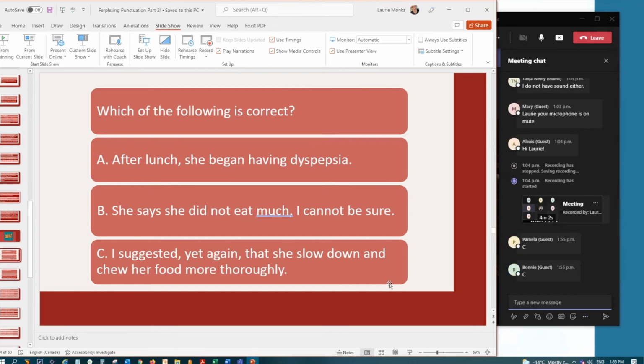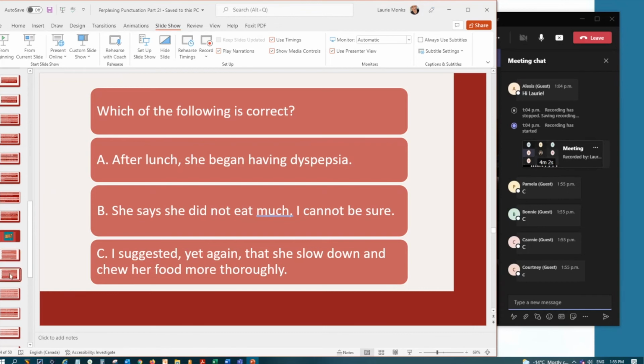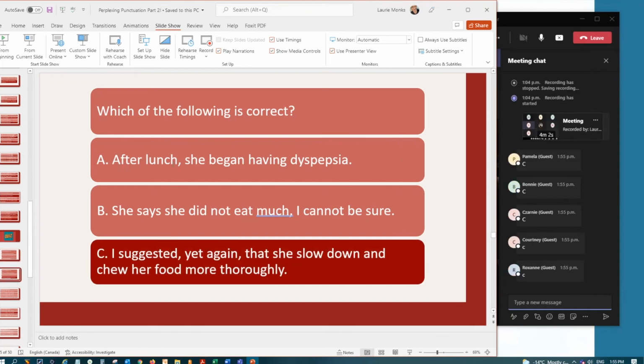So we've got one person says C. Yep, perfect. So here we do have that intro, but it's short and it answers when, so we don't want that comma. In this case, she says she did not eat much is a complete sentence, and I cannot be sure is a complete sentence, so we want a period between those or a semicolon. In this case, I suggested yet again, so yet again is an interrupter, that she slow down and chew her food more thoroughly. Great, perfect.